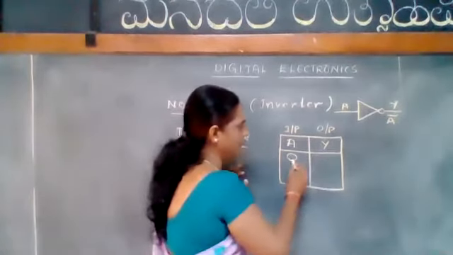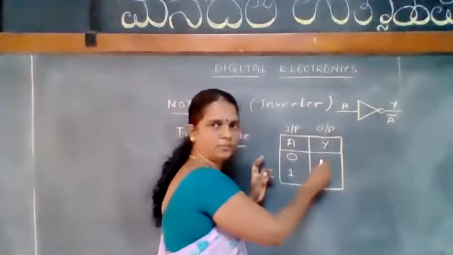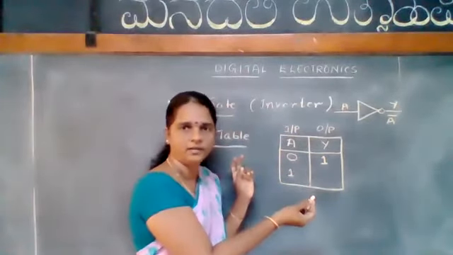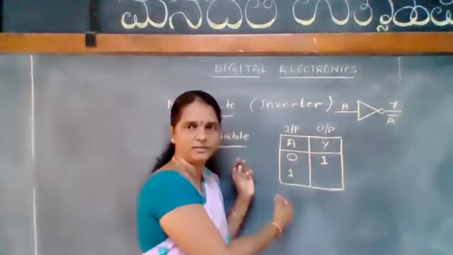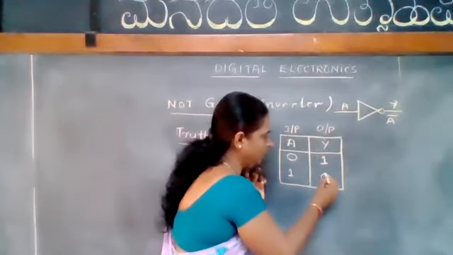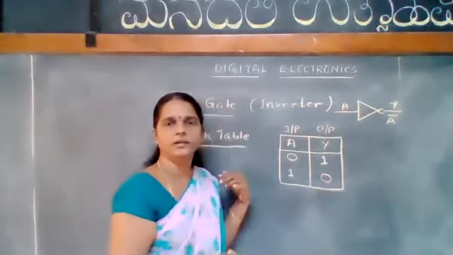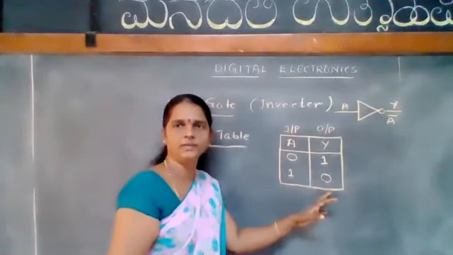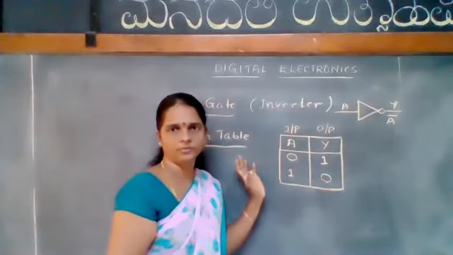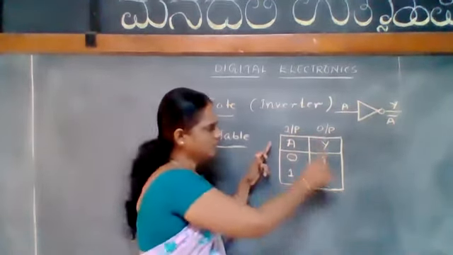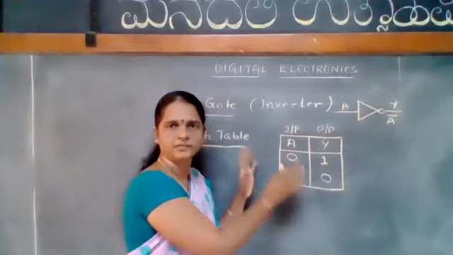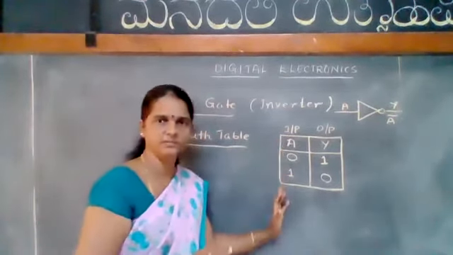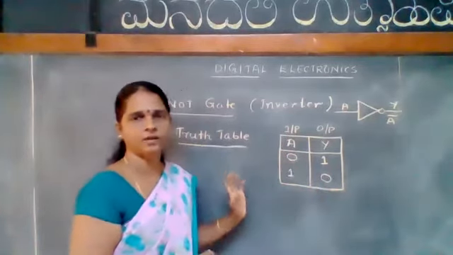Therefore, for the input 0, the output will definitely be 1. It has to be inverted at the output. For the input 1, the output will be 0. It is to be inverted again, right? 1 needs to be inverted, so while inverting 1, we get 0 as the output. Very simple. So this is in table form. That's why this is called the truth table, which represents the combinations of input and the respective output.